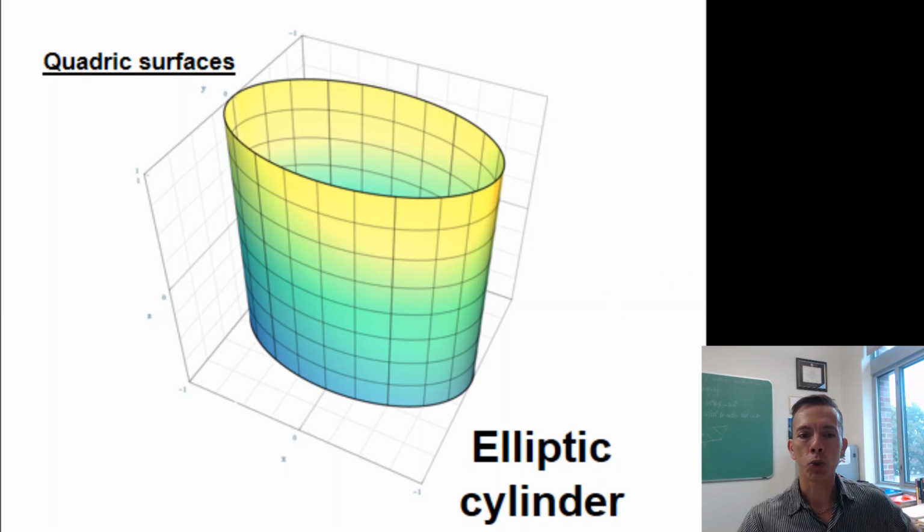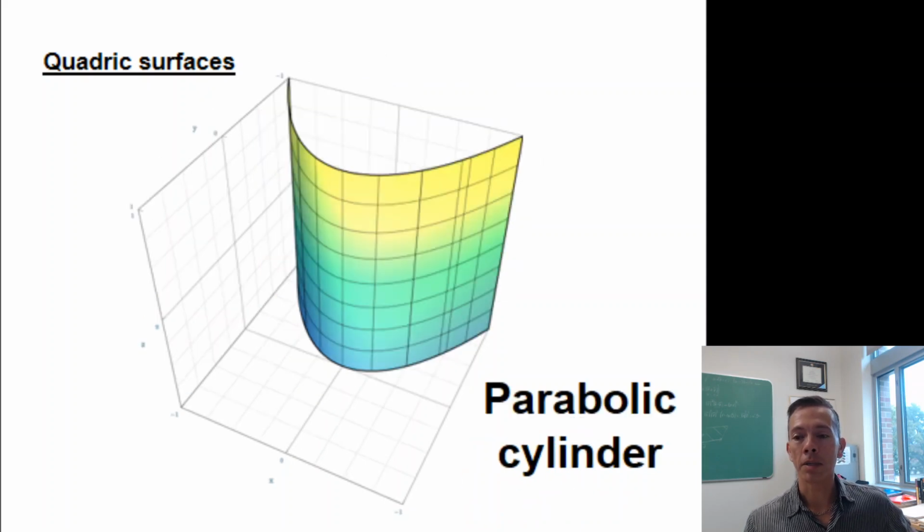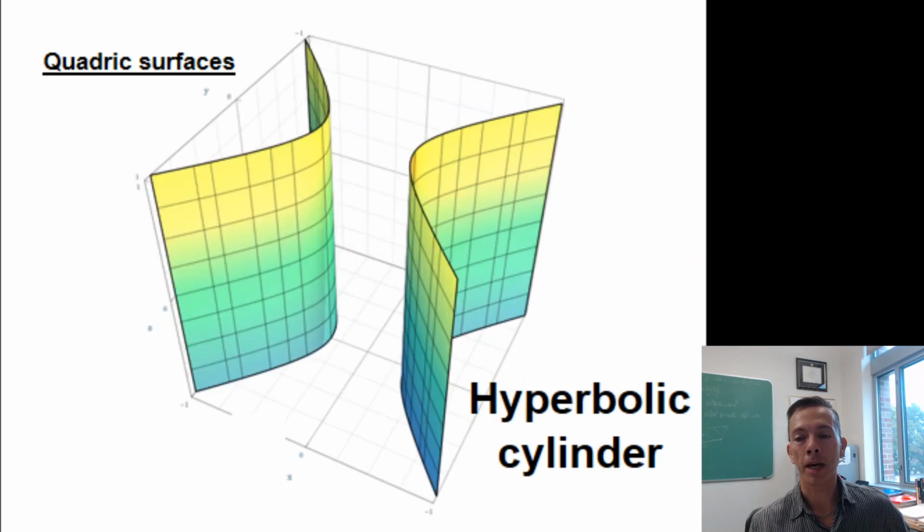To have a visual of what these look like, here are a few images. Here you have an elliptic cylinder. Cylinders, as you know, are surfaces that are parallel to an axis. If you take an ellipse, which is a conic section, and extend it parallel to one of the axes, you get an elliptic cylinder. And you can do the same with the other 2 kinds of conics. Parabolas give you a parabolic cylinder, and a hyperbola extended gives you a hyperbolic cylinder.